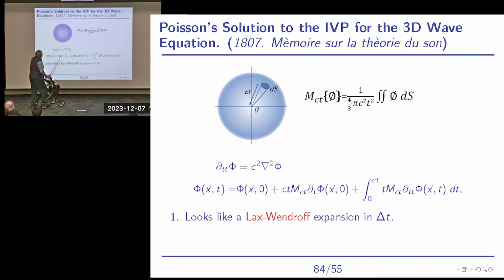For the acoustic part of the problem, this is where we get very classical. You go back to 1807, and Poisson's solution to the initial value problem for the 3-dimensional wave equation.